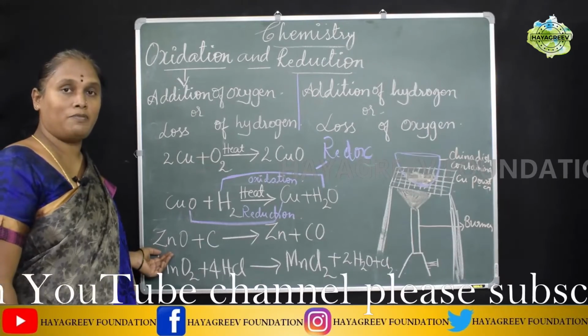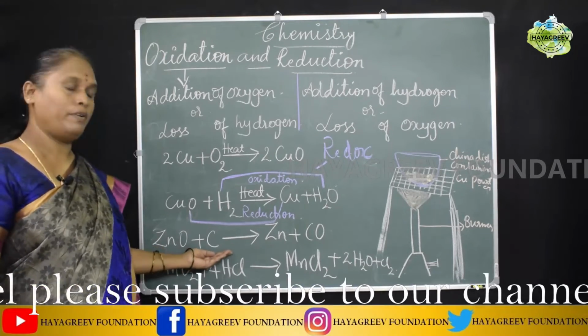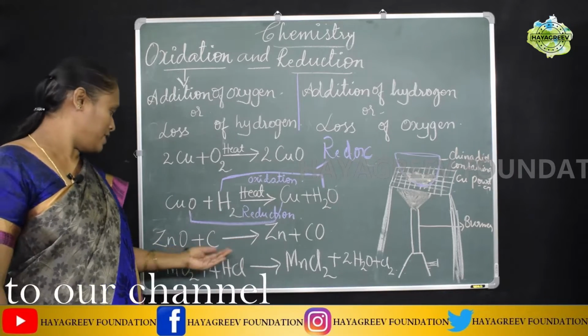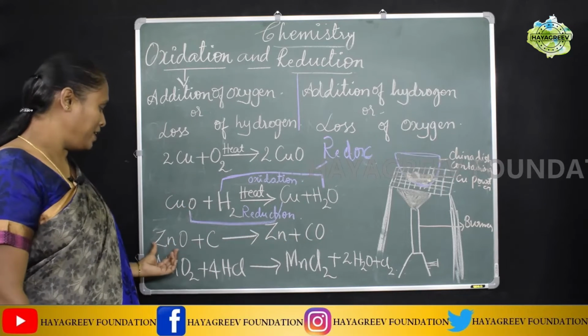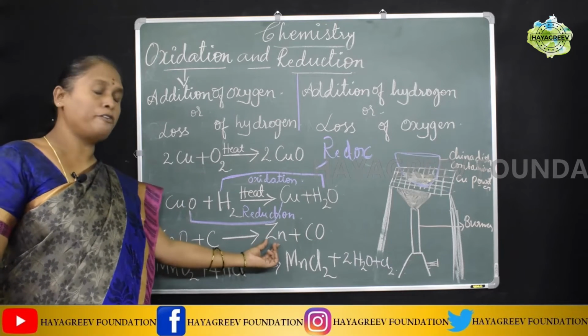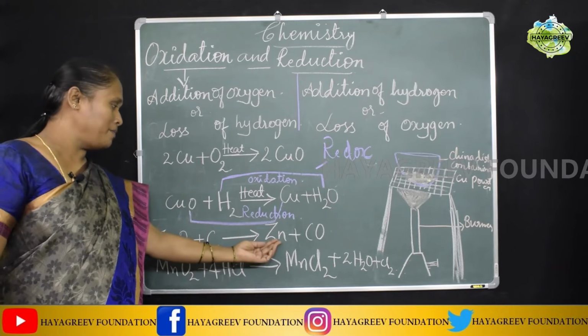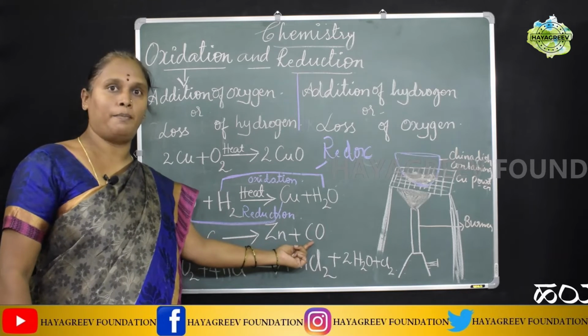Some more examples of redox reactions: the reaction of zinc oxide with carbon. When zinc oxide reacts with carbon, it results in the formation of zinc and carbon monoxide. So what is happening here? Zinc oxide is getting reduced to form zinc. That means it is losing oxygen to form zinc. Simultaneously carbon is getting oxidized to form carbon monoxide.